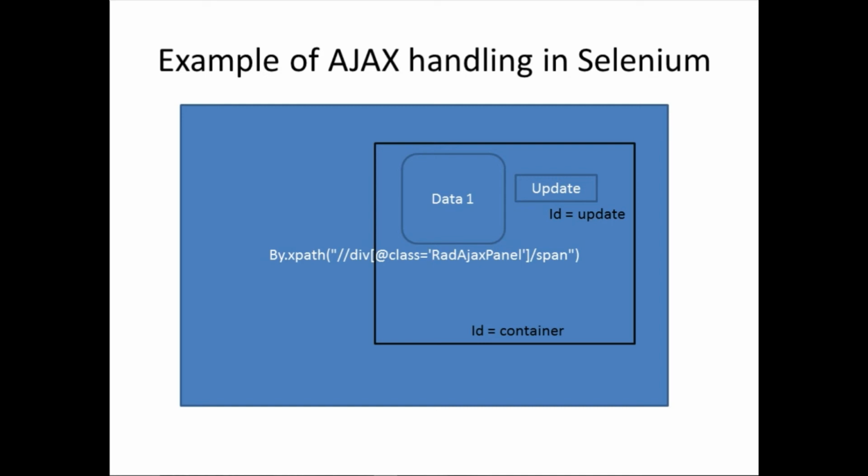So now take an example of how AJAX could be handled in Selenium. So see this diagram. In this diagram, suppose this is a section of a website in which this is a container, a web element whose ID is container, and a small section which shows the data. So right now the section is showing data 1 and the XPath of this section is given below, and next to this section is a button update whose ID is update, and when the user clicks on this, the data inside the small section, data 1, is going to be updated.